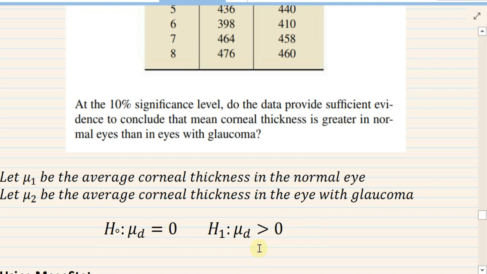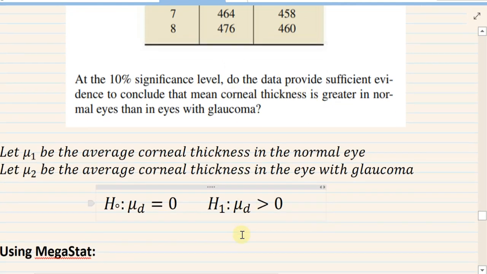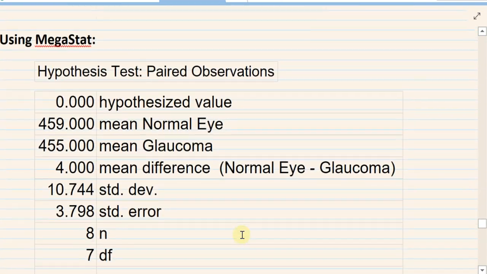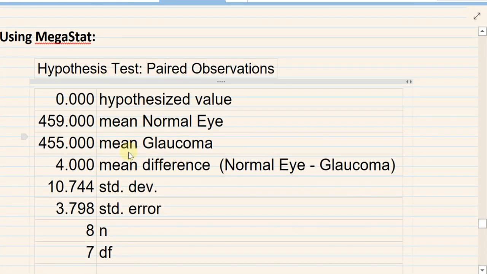Whereas the researcher here, the question says, can we conclude that thickness is greater? Remember, if it's greater, look at this last pair. If it's greater, that means the difference must be positive, right? This is greater for the normal eye and smaller in the eye with glaucoma. So a positive difference, greater than 0, is how we set this up. And here's using Megastat. Again, I'll show you how I ran this in a moment.